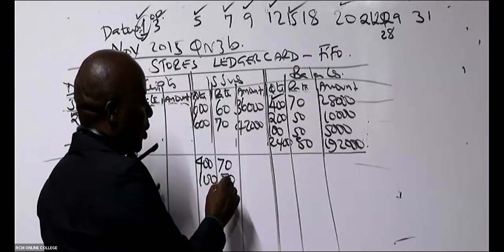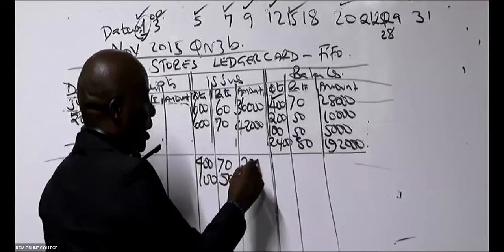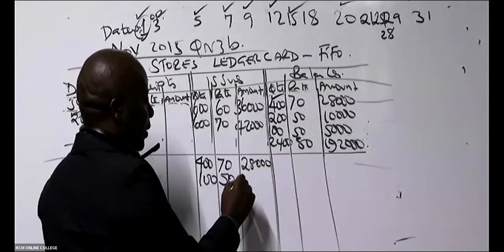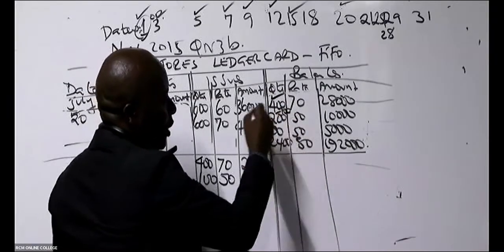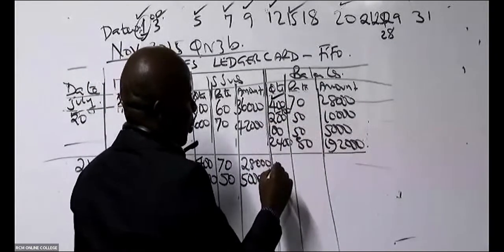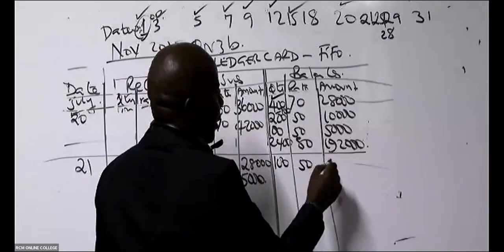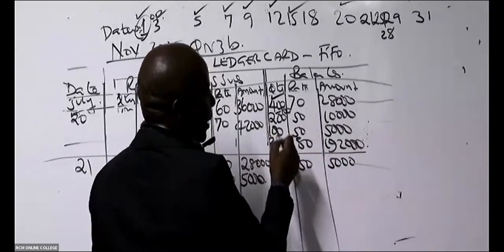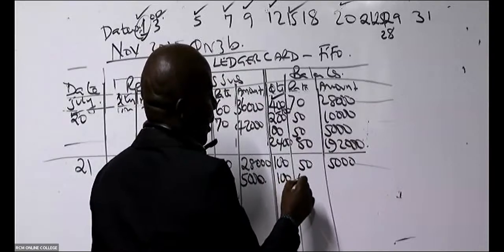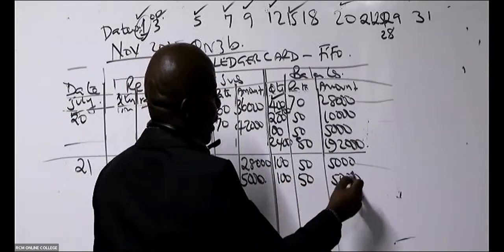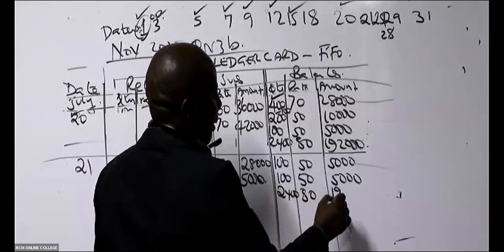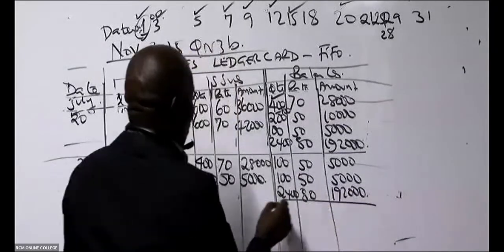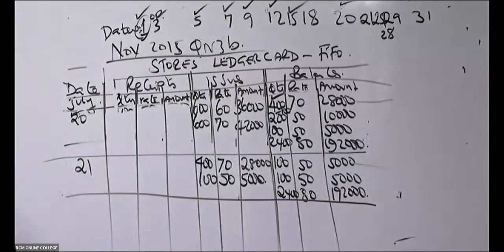So 100 at what here, somebody? At 50. So this gives me 5,000. Remember, we have fully issued here, and then you have issued 100. So then here I'm left with a balance of 100 at 50, 5,000. The others are simply copied, giving me 192,000. Go to the next date.